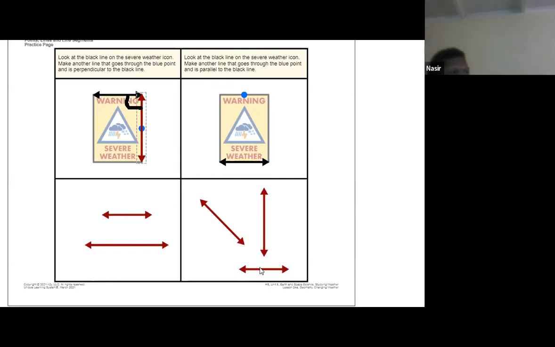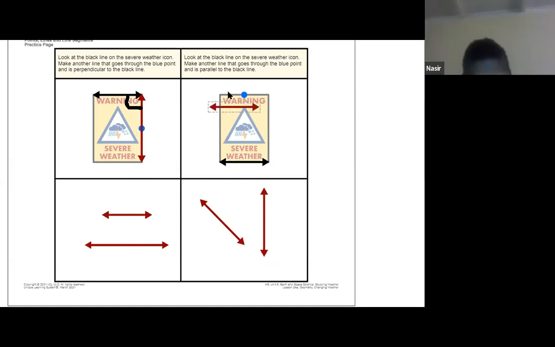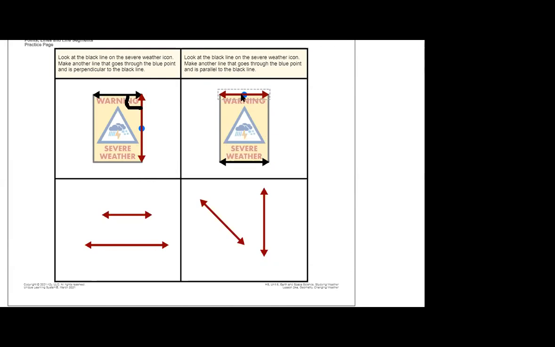Across the middle. If it has to go through the blue point, would I put it at the top or the sides? The top. Our line here goes through our blue point, does not intersect with the black line, right? And our lines have the same slope because they're going the same direction.